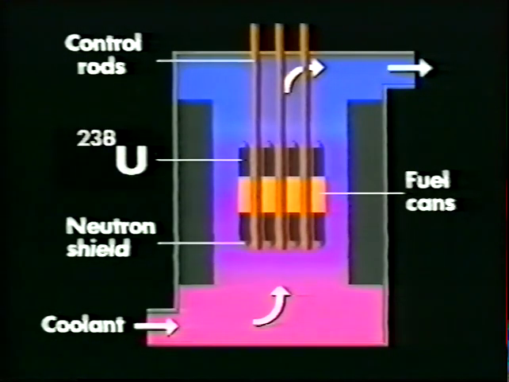A fast breeder reactor uses plutonium as its fuel. Neutrons from the plutonium fission are captured by uranium-238, which is placed nearby. The U-238 is converted to more plutonium. It is called a fast breeder because it needs fast neutrons and because it breeds plutonium. Cooling is by molten sodium.